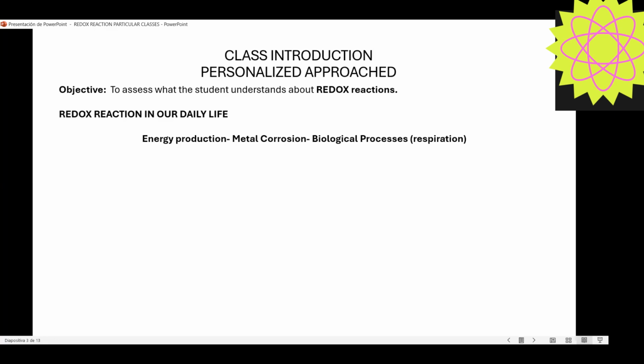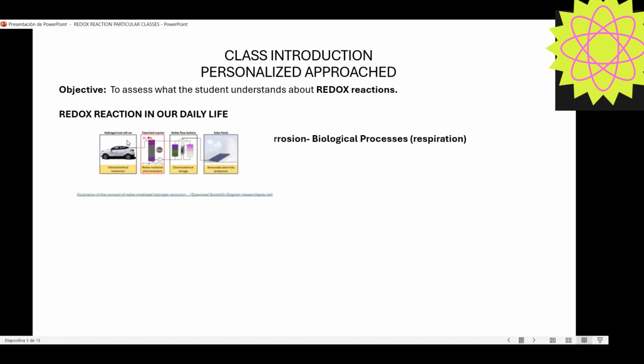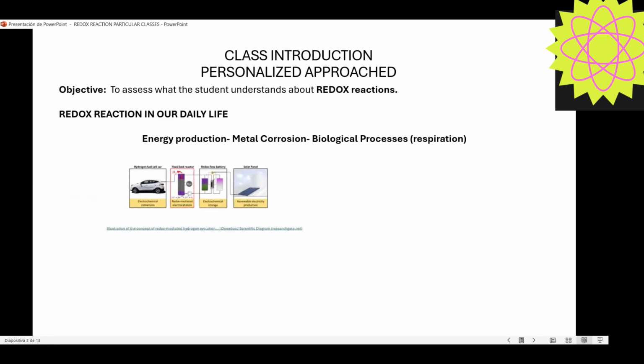Okay, so the objective for this class is to assess what the student understands about redox reactions, right? So redox reactions in our daily life. So you see the importance of redox reactions in our lives. We can have energy production, right? So redox reactions, this type of reactions are going to be involved in electrochemical conversion, like also the electrocatalysis, right?